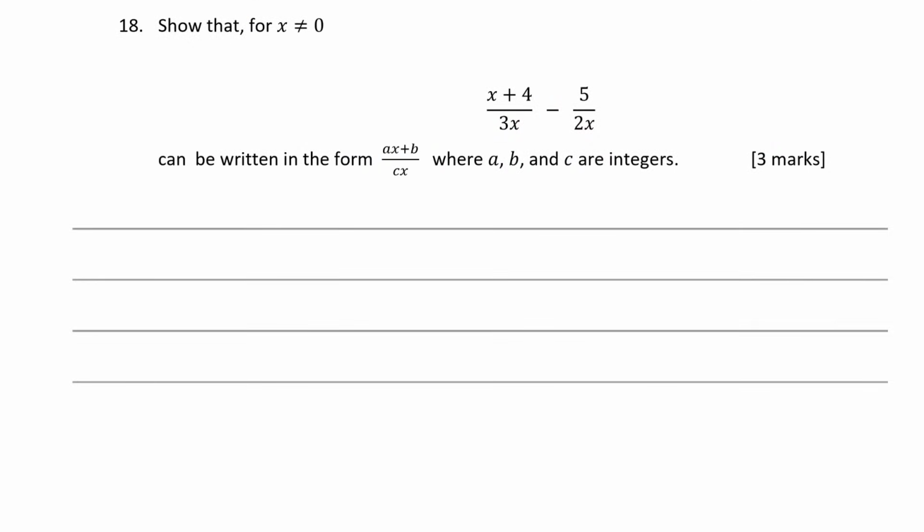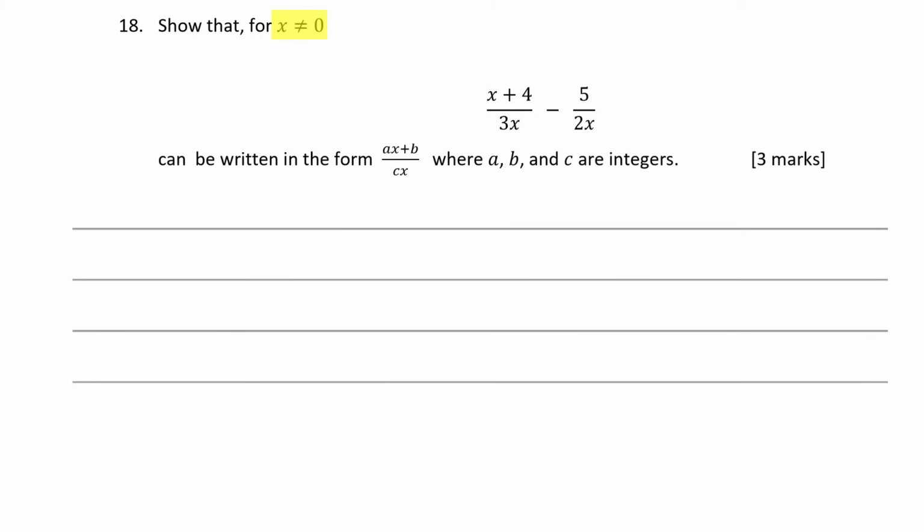Question 18. Show that for x not equal to 0, (x plus 4) divided by 3x minus 5 over 2x can be written in the form (ax plus b) over cx, where a, b, c are integers. Now don't worry too much about this bit. They have to put that in there, otherwise you're going to get division by 0, aren't you? Because I've got x plus 4 divided by 3 lots of 0, which if you've ever typed in division by 0 into your calculator, you know is undefined. So that is all just really excluding that as a possible solution, just so that you're not dividing through by 0.